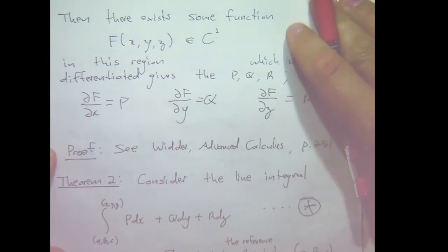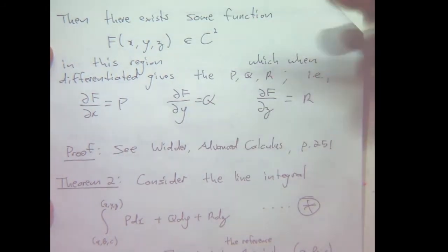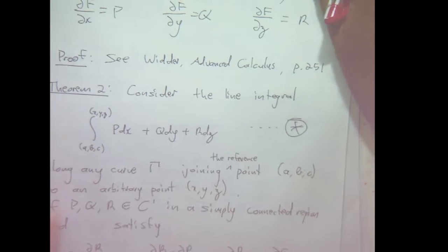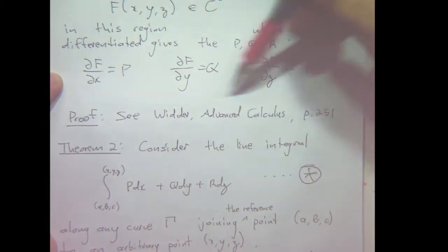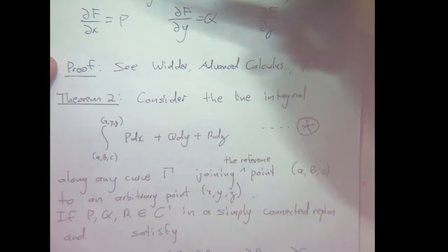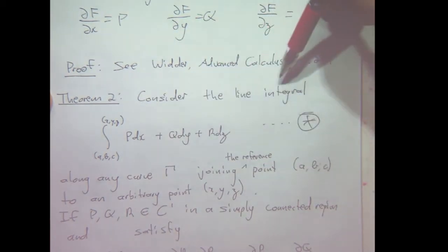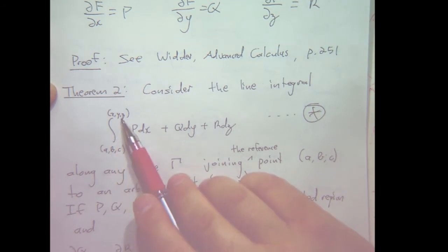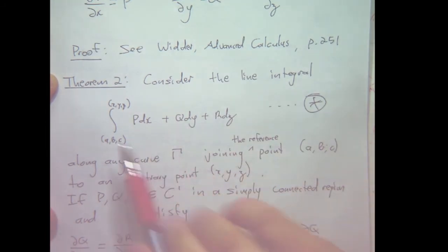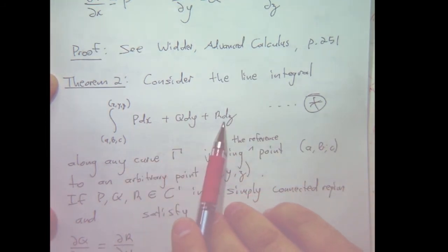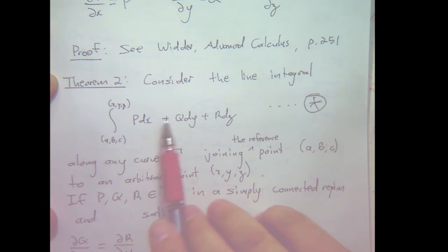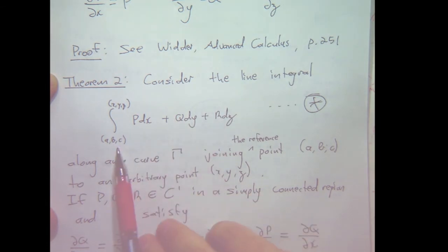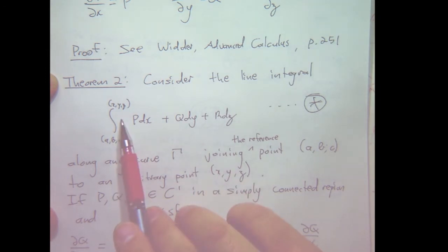Okay. It's some sort of potential. And if you want to see the proof, you can see Widder, page 251. Theorem 2. Consider the line integral. Now, this is a line integral from some point in R3 to another point in R3, point ABC to point XYZ, some general point. And the line integral is p dx plus q dy plus r dz, where these are the same pqr as above. And it's along any curve, gamma, joining the reference point. Any curve. So it's a line integral along the curve.